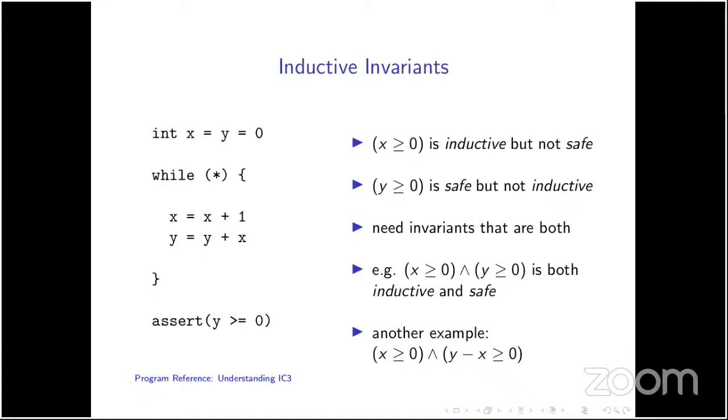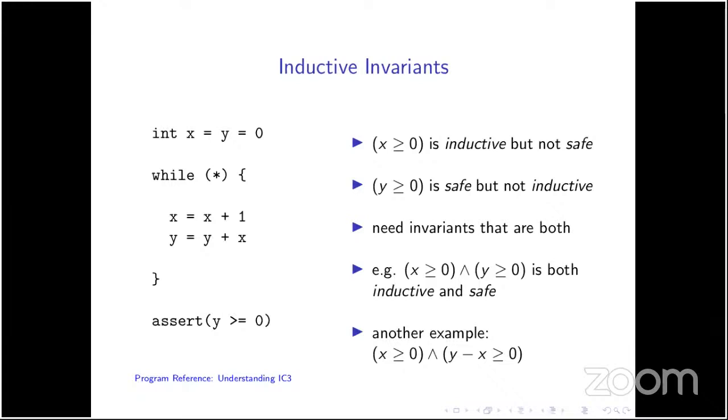So let's consider this program that you see on the left. It's a very simple program. What it does is it starts with x and y both set to 0 in the beginning, and then in a loop which runs an unknown number of times, you increment x by 1 and then you increment y by x. So this is what you do every time. And then you need to argue that when you exit out of this loop, y will always be greater than or equal to 0.